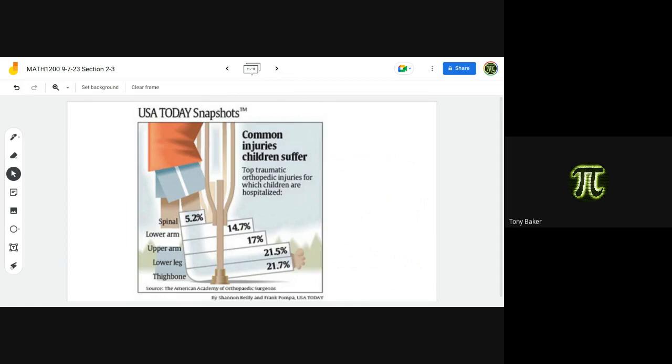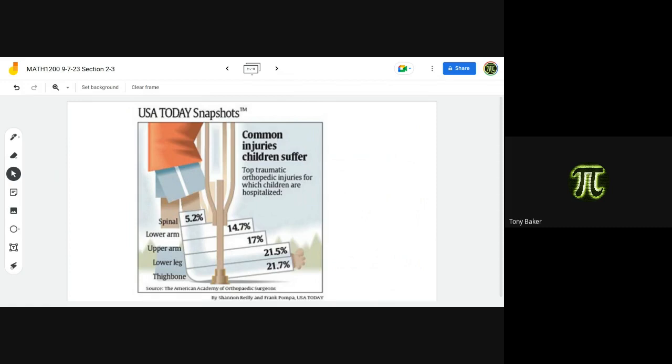Something in their life is the most common injury. Okay. So these are common injuries children suffer. The thigh bone seems to be the most common injury. Isn't thigh bone the bone above the knee, right? That seems weird that one's higher than the lower leg. I would assume the lower leg would be more, but almost the exact. Yeah, you're right. They're almost the same number.